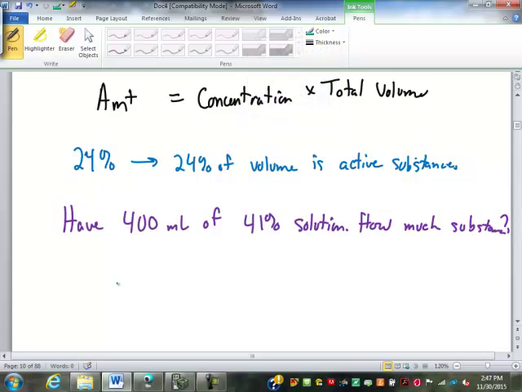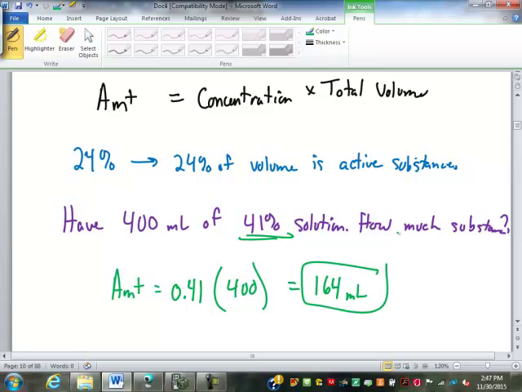Well, the amount is what we're looking for. 41%. Now the concentration is the percent as a decimal. So 41% is 0.41 times the 400 milliliters. So what is that, 164 milliliters? So in that 400 milliliter mixture, 164 milliliters of it is the active substance because it's 41%.